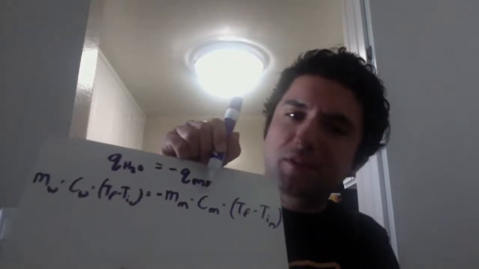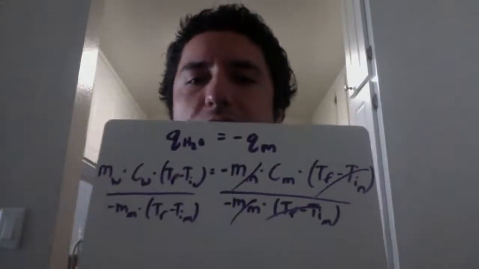So let's see. We're looking for the specific heat of the metal. So I'm looking for the C of the metal. I'm just going to get that by itself first. So I'm going to divide both sides by everything else. I'm just going to algebraically get it by itself, divide both sides.